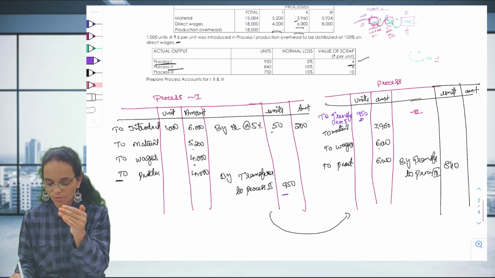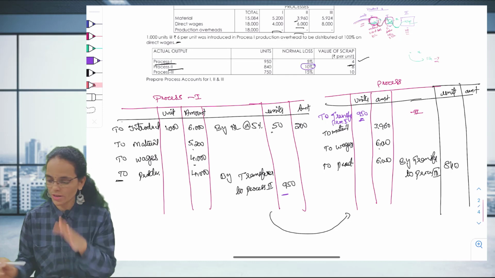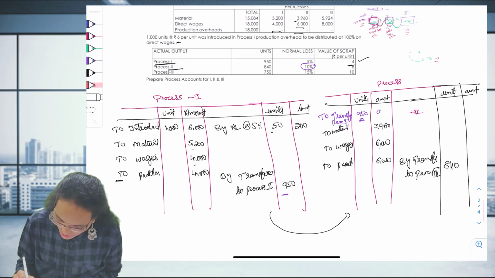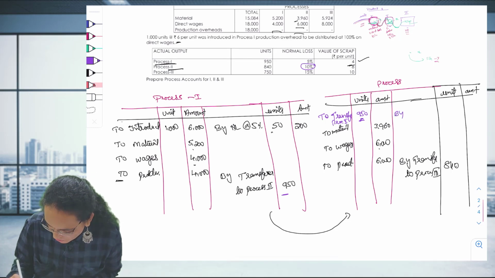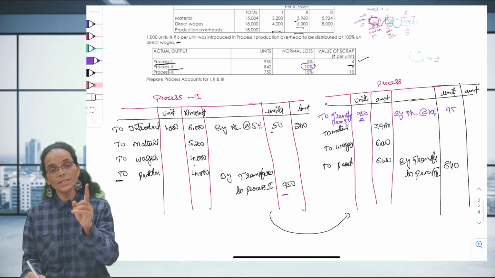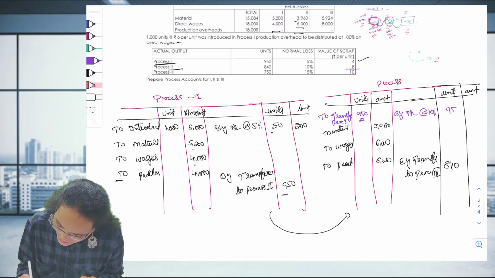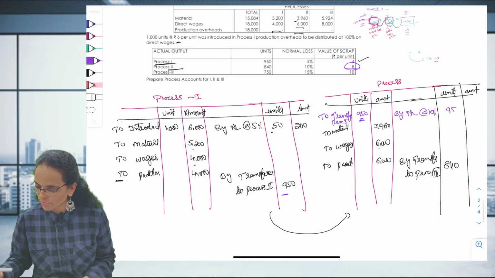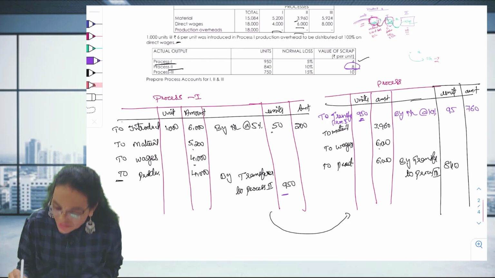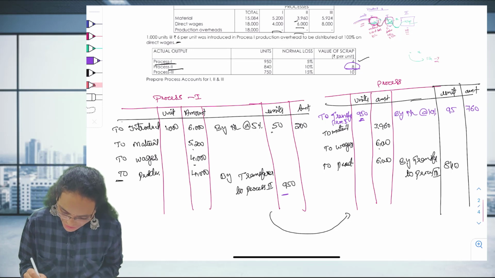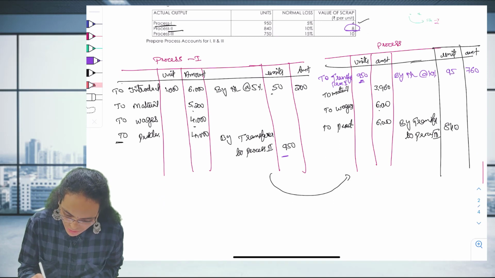These are the inputs. On these inputs, 10% is the normal loss. 950 into 10%, that is 95. Sorry, not here, here. Normal loss units, at the rate of 10% of input, that is 95. These 95 units can be sold in the market at what rate? At rupees 8, as given here. So 95 into 8 rupees, that is 760 rupees, the amount realized from process 2 by selling scrap value. Right.